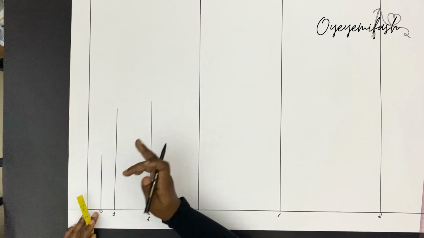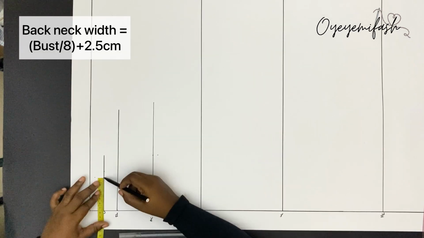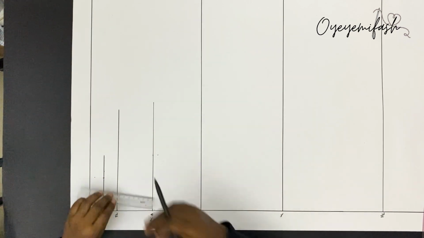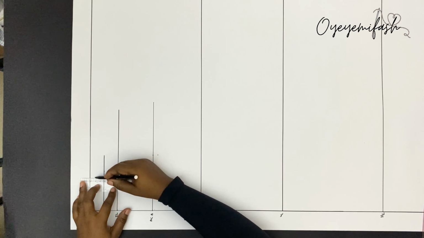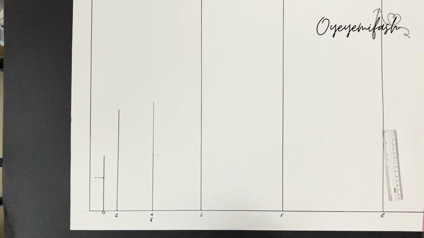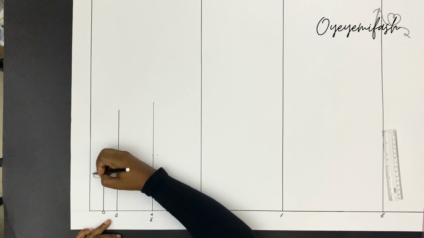On our line O, which is the neckline, we are going to measure 7 centimeters for the back neck width, and then take that 2 centimeters up. So you rule a short perpendicular line 2 centimeters above the neck width measurement. So this is our NP.